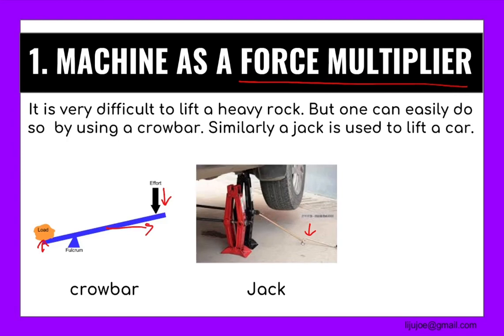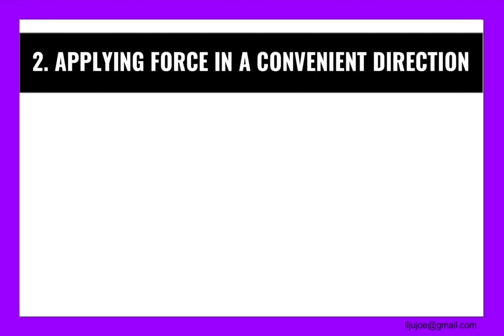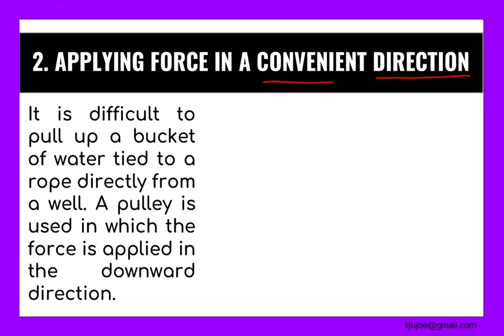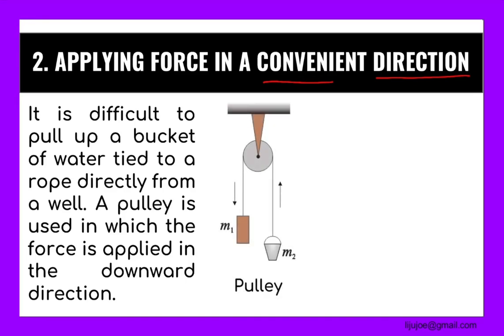Okay, we can go to the second use of a machine. That is applying force in a convenient direction. It's difficult to pull a bucket of water tied to a rope directly from the well. A pulley is used in which the force is applied in the downward direction, so the bucket of water is lifted from the well. It is easy for us to pull in the downward direction. So here the machine is this pulley, and the pulley helps us to apply force in a convenient direction.